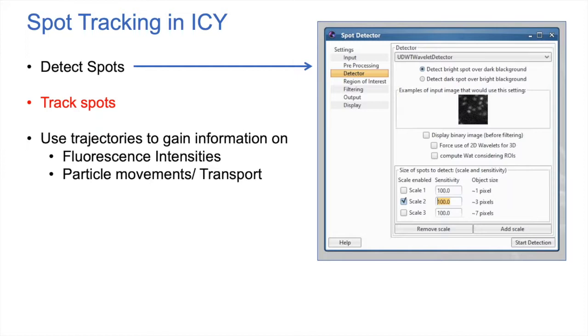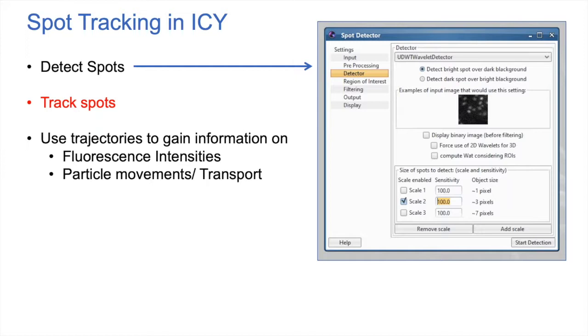For example, you can just click on add scale. So next one is what? 13 pixels, right? Yeah, so you can increase the size of your object. So basically, if you have a nucleus which is very large, then you want to go at a much larger scale and then detect that, right?